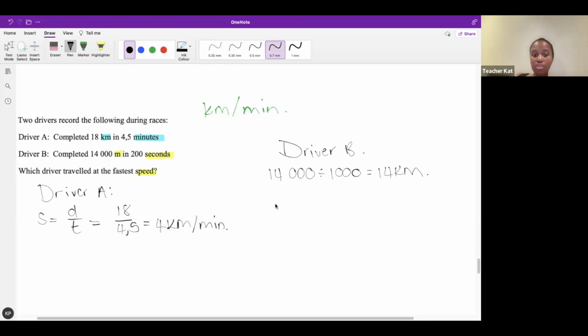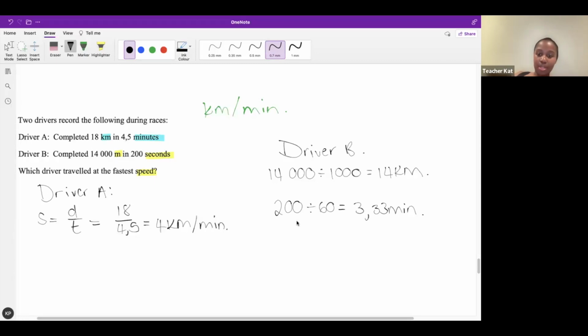And then we have 200 seconds. We need to go to minutes. How am I going to go from seconds to minutes? I have to divide by 60. Nice. And how many minutes is that going to give us? Almost said seconds. How many minutes is that going to give us? 3,33 minutes. And you leave it as 33 because it is possible to have 33 of a minute. That's called a second.